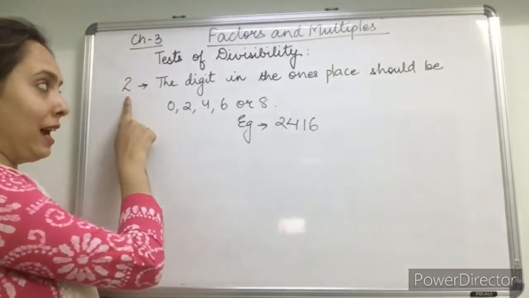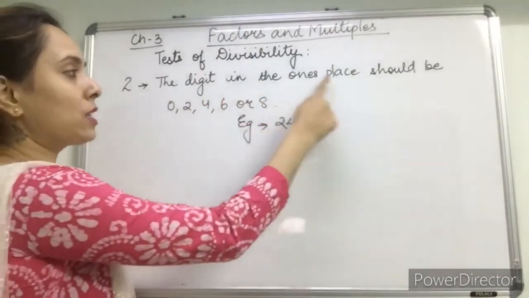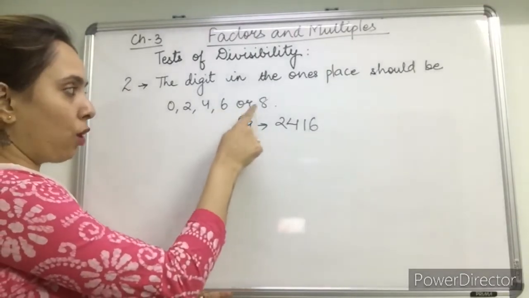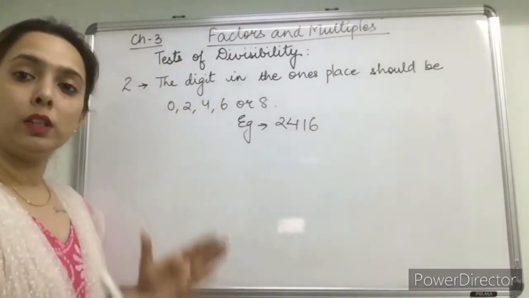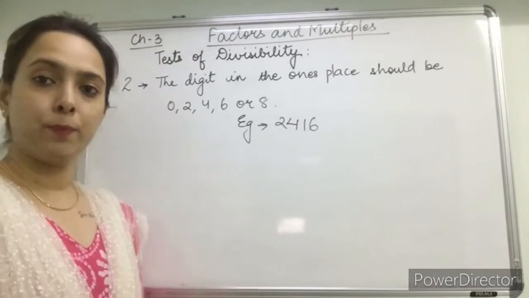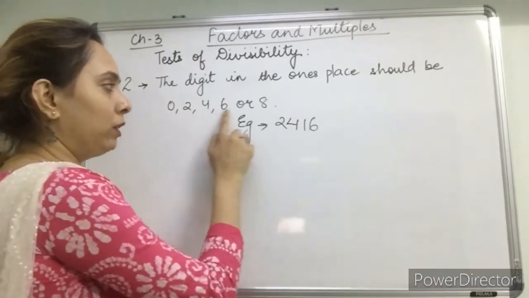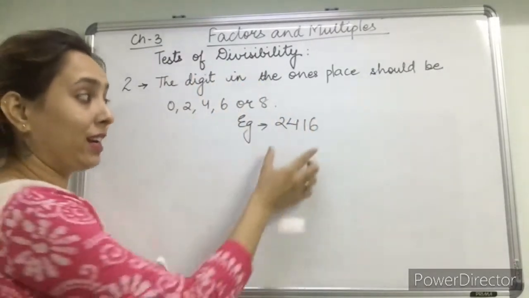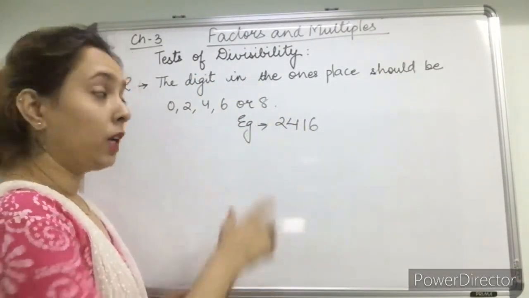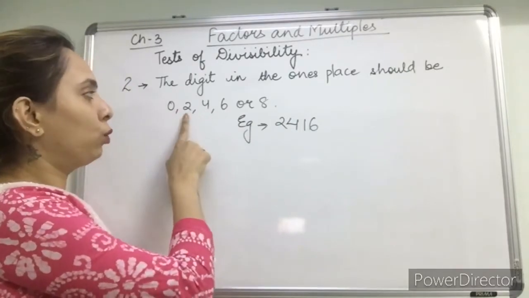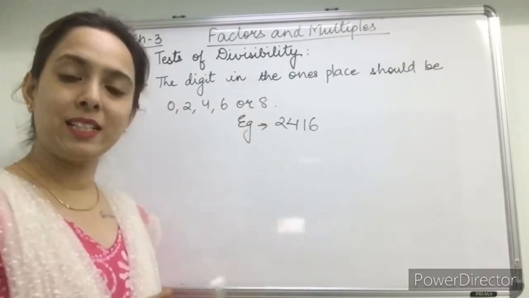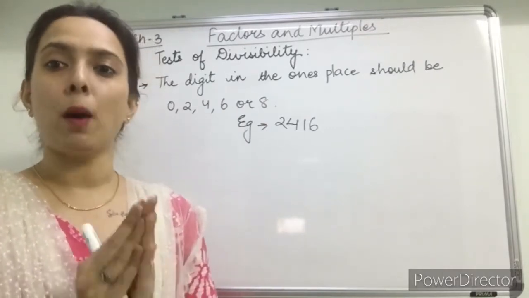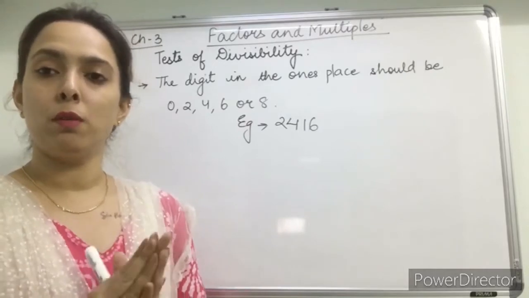The rule for 2 says that the digit in the ones place should be 0, 2, 4, 6 or 8. It means if the number ends with any of these digits, then the complete number will be divisible by 2. It means that number is an even number. जब भी कोई नंबर 0, 2, 4, 6 या 8 से एंड होता है वो नंबर इवन नंबर होता है, and that number is completely divisible by 2.